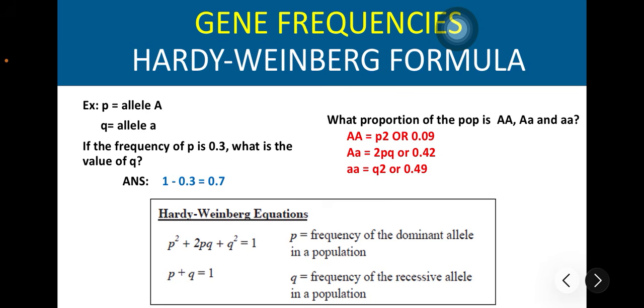So p squared, 0.3 raised to the power of 2, plus 2pq, so 2 times 0.21, plus q squared, which is 0.7 squared, is equal to 1. So we have substituted the values that we have obtained, which will give us 0.09 plus 0.42 plus 0.49, which will be equal to 1. The answer for the homozygous big A, p² is 0.09; for the heterozygous A small a, 2pq is 0.42; for the homozygous small a, we have q² or 0.49.